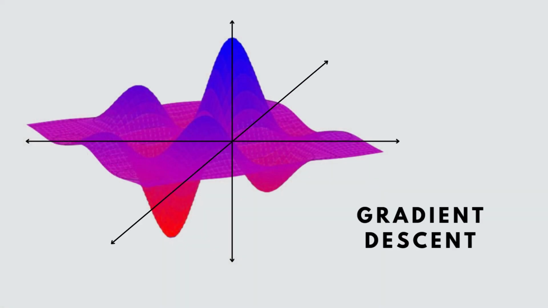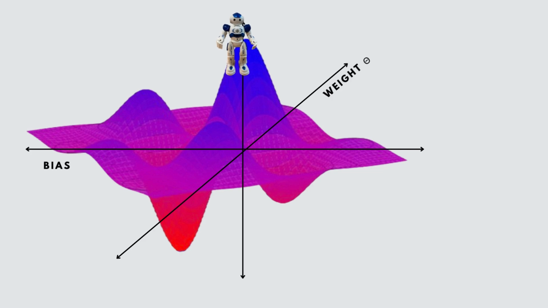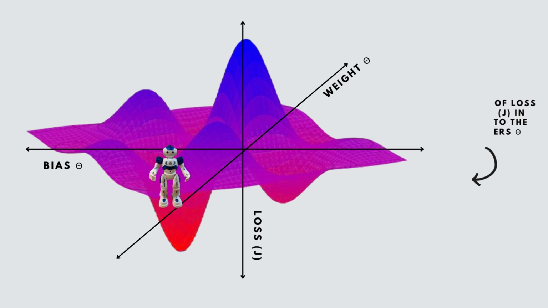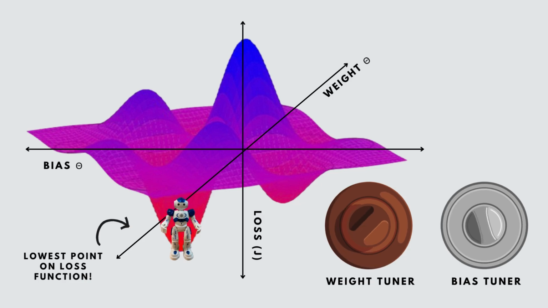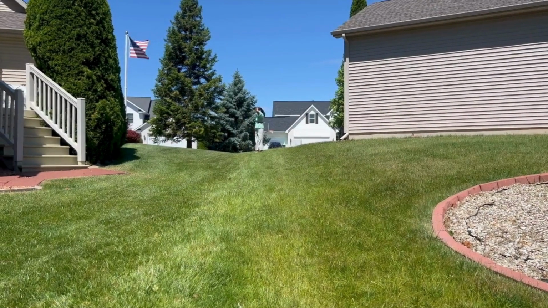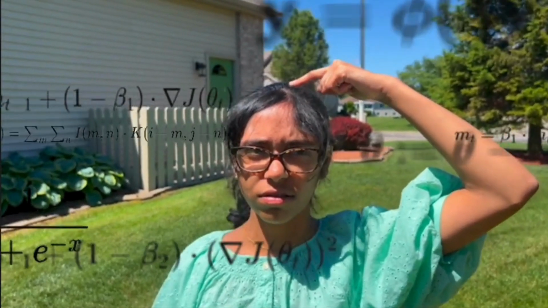We can control the values of the weights and biases through gradient descent. In gradient descent, our model takes the derivative of its loss function in relation to each weight and bias in the neural network in order to tweak these parameters and arrive at the lowest point on the loss function, so the model has the highest accuracy. It's kind of like trying to find your way down a hill, with the help of some algorithms, of course.